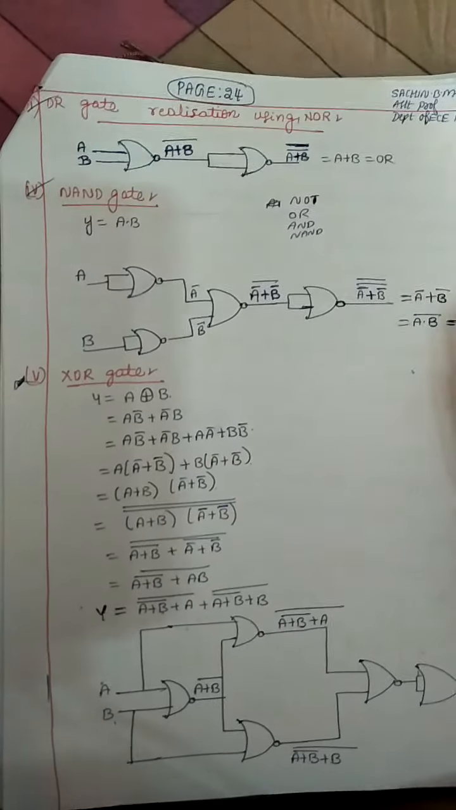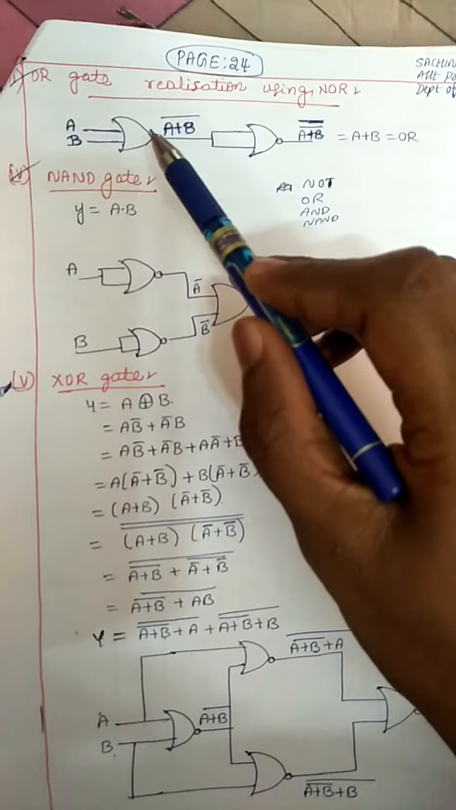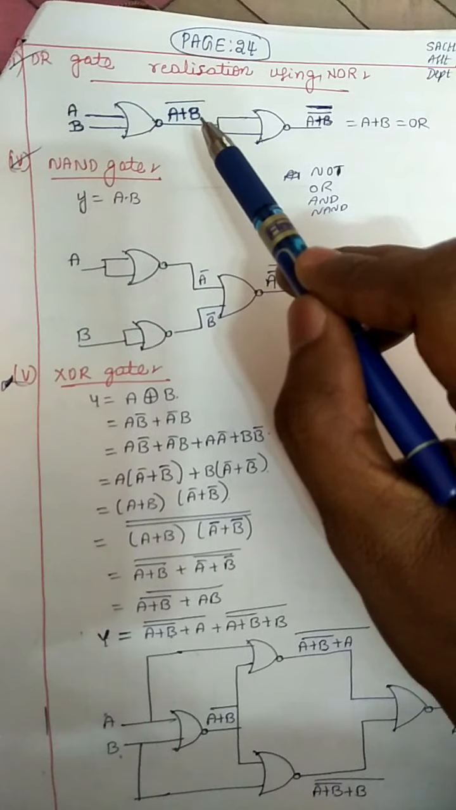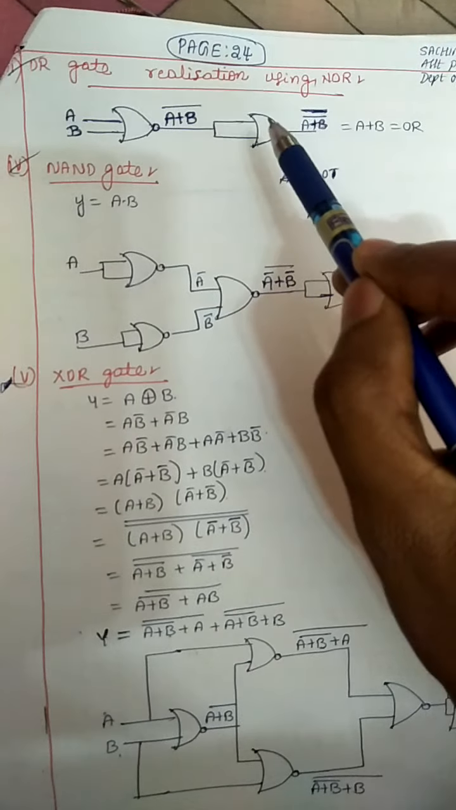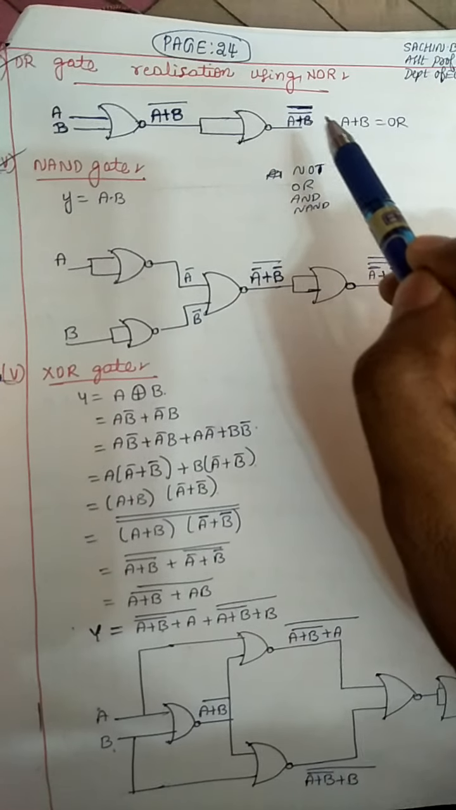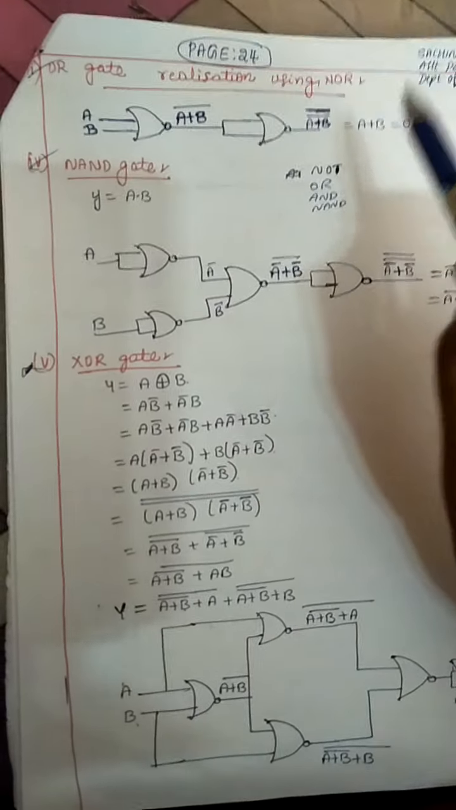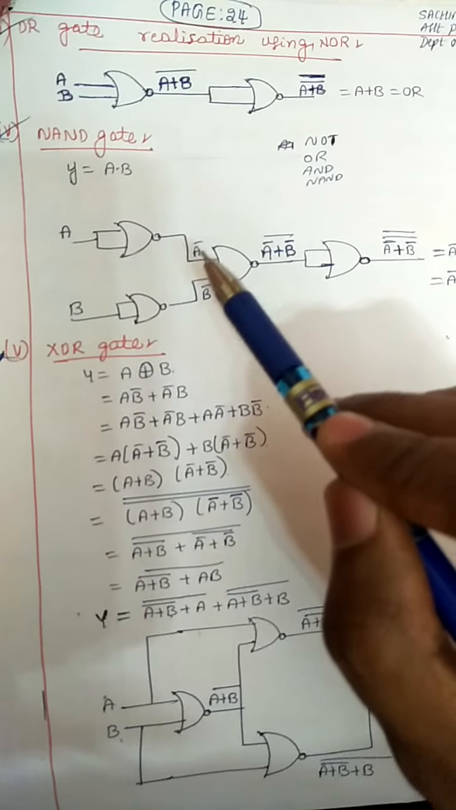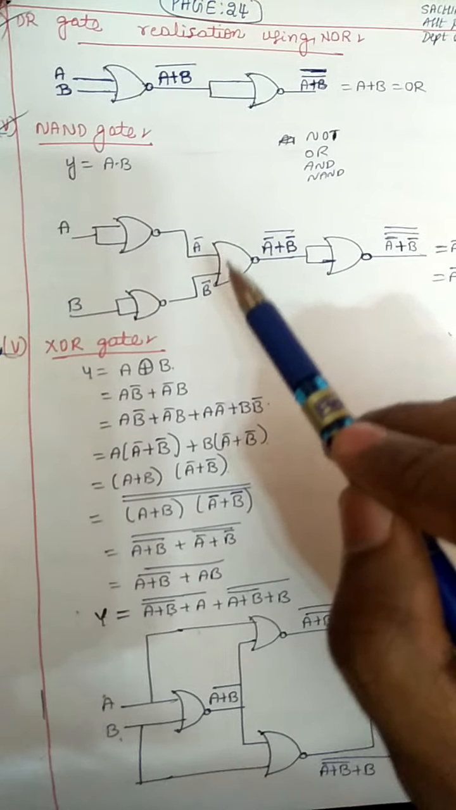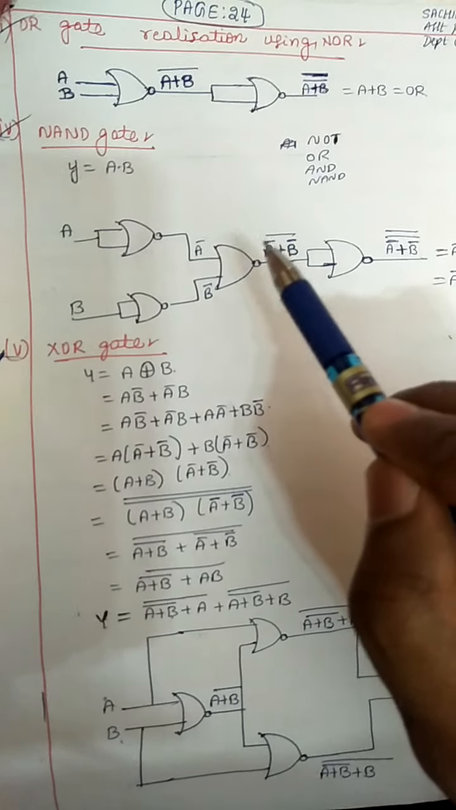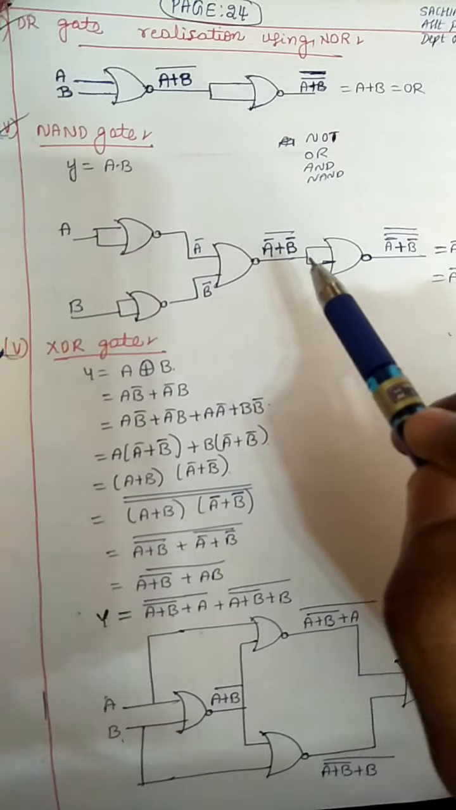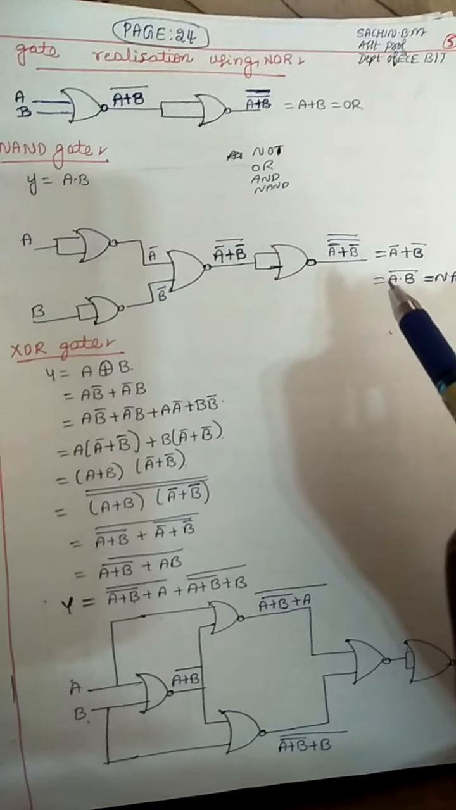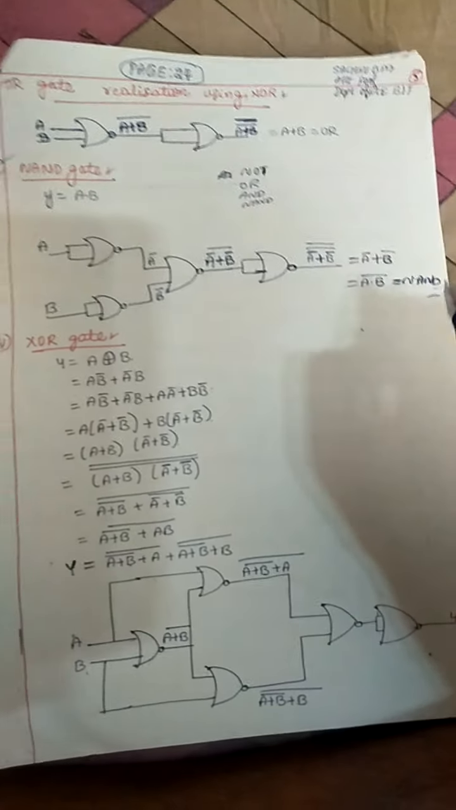If you want OR gate, this is your OR gate. A plus B bar, single NOT gate, another bar will give the answer A plus B, nothing but your OR gate. NAND gate means complement A bar, B complement B bar, A bar plus B bar the whole bar, because this is NOR gate. Complement NOT gate, this will cancel, A bar plus B bar, nothing but A dot B the bar. This is NAND gate.